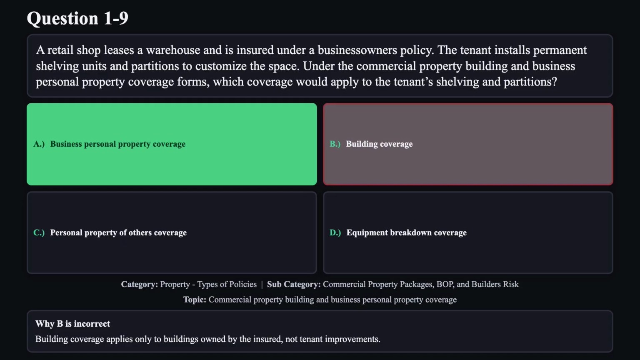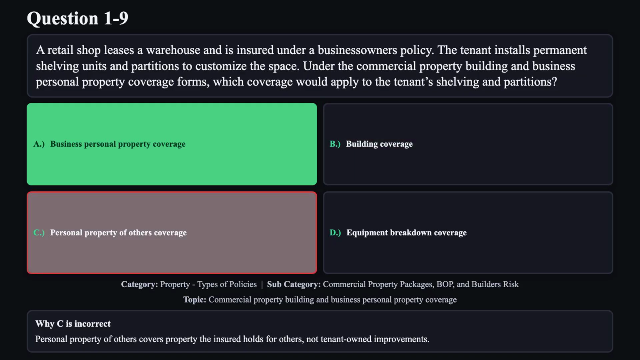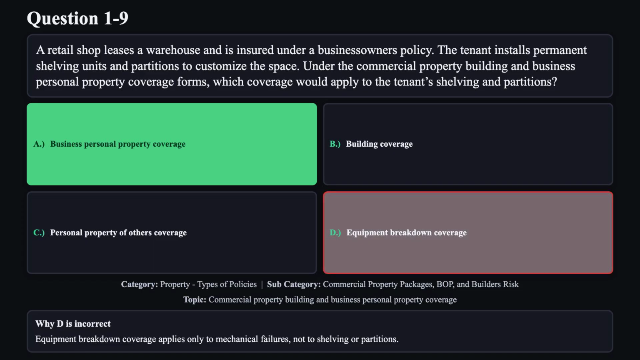Reason B is not correct. Building coverage applies only to buildings owned by the insured, not tenant improvements. Reason C is not correct. Personal property of others covers property the insured holds for others, not tenant-owned improvements. Reason D is not correct. Equipment breakdown coverage applies only to mechanical failures, not to shelving or partitions.